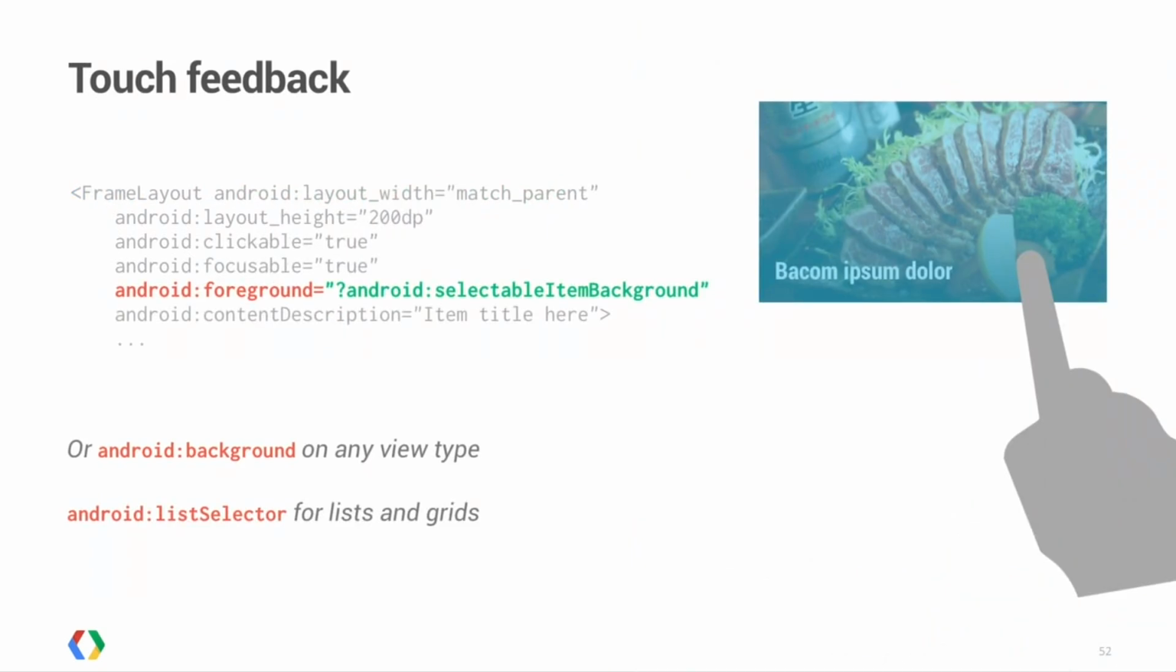So another thing to think about is how do you provide this touch feedback on things that aren't buttons, things that may have a layout or a view hierarchy within them. Rado touched on this in his pro tip session earlier this morning. I'm not going to cover it in detail, but using selectable item background, which resolves to a drawable, as the foreground or background on a view is a great way to do that. Also, if you're using a list, you can use the list selector attribute to provide the right drawable to use there.